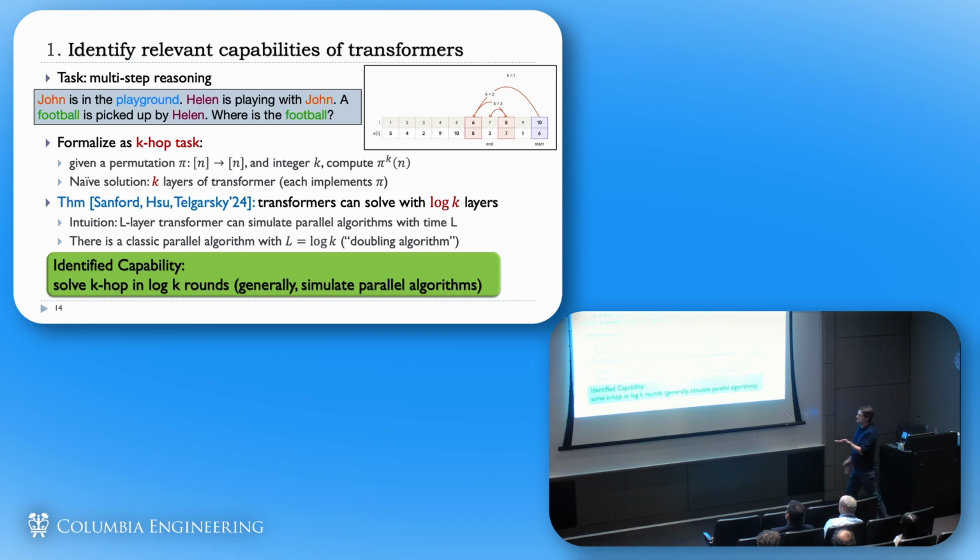Okay, so in some sense, the point here was to identify a capability: what transformers can do is solve the k-hop task in log k rounds. And more generally, simulate parallel algorithms.